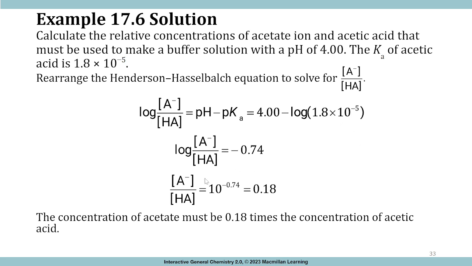Now the next thing we have to do is get rid of the log, don't we? We do that by taking 10 to the power of both sides. So 10 to the power of negative 0.74 gives us 0.18. And that's our ratio, isn't it? What does that effectively mean? Well, if we have 1 HA, that would give us 0.18 of the A minus. Another way of saying that is if we had 100 HAs, that would give us 18 of the A minuses.